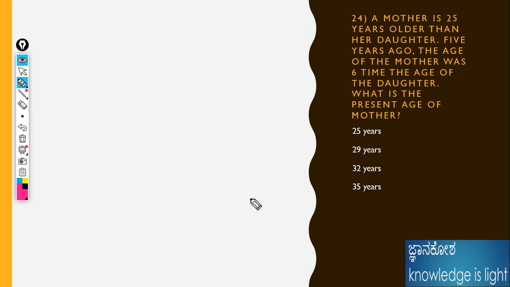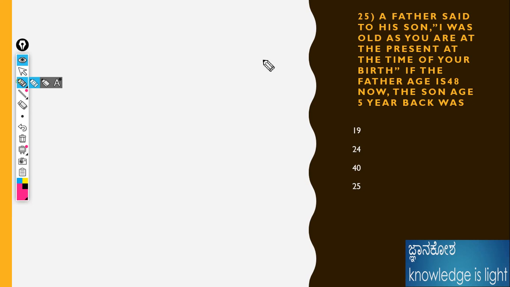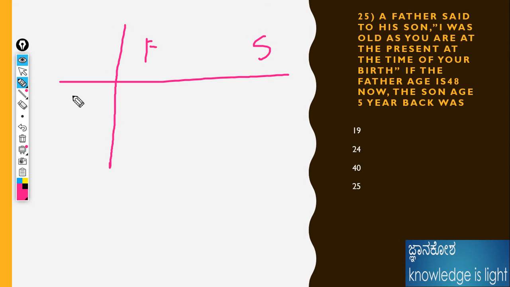Okay. Next and last question. A father said to his son, I was as old as you are at present at the time of your birth. Father and son relationship, fine. This is the past one and this is the present one. The father's age at the time of the son's birth is x, which we are calculating.